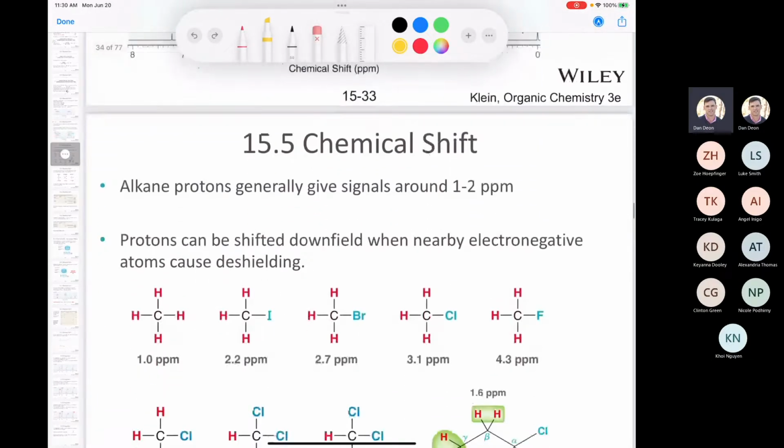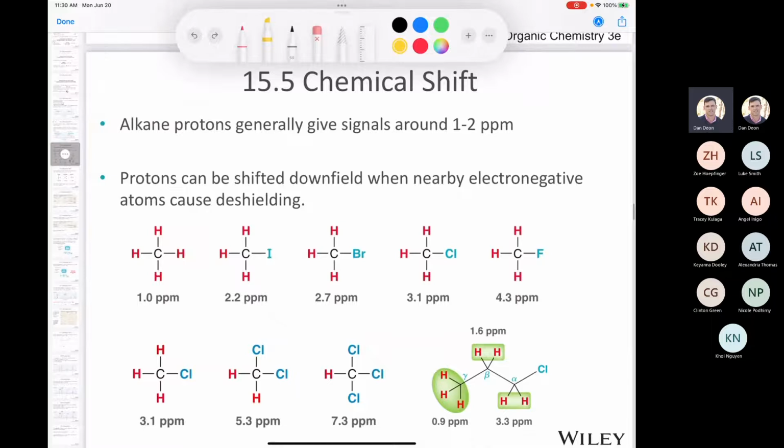So if you're wondering, what affects the chemical shift? Well, first let's start off with a baseline. And the baseline is if we have an alkane, so any kind of alkane. We did a whole chapter on alkanes, right? It was chapter 4. We spent a couple of lectures just talking about alkanes. Any kind of alkane is generally going to have all of its protons having chemical shifts of somewhere between 1 and 2 parts per million. However, they can be shifted downfield.